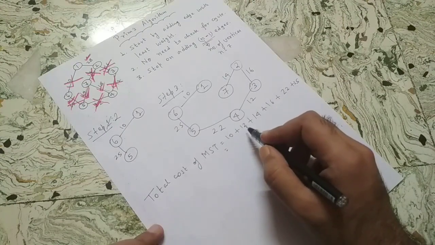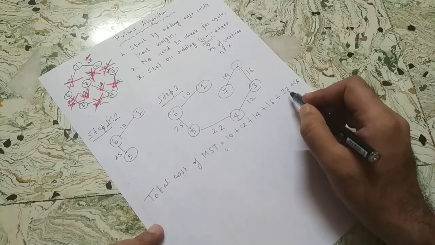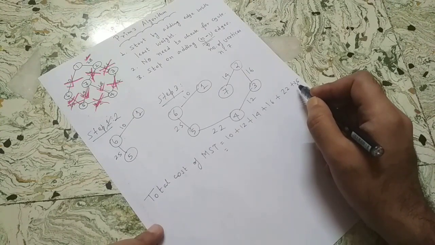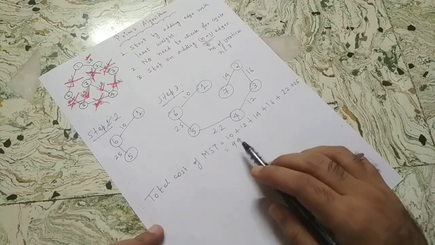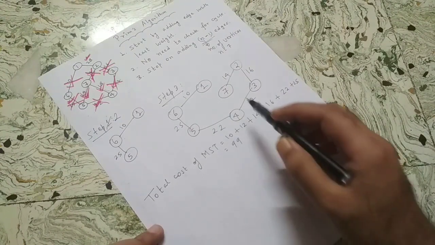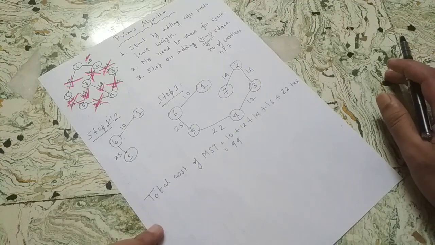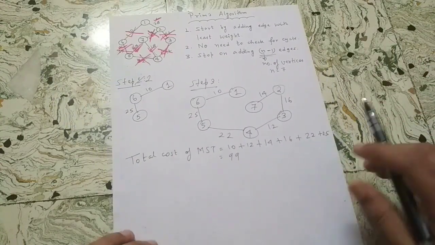You will get 10 plus 12 as 22, 36, 52, 54, plus 22 is 74, and here you will get 25. So what do you get? Let me just calculate. So if you calculate, you end up getting 99. Okay, so this is the total cost of the minimum spanning tree, and this is the minimum spanning tree that you get. So this is how you can apply Prim's algorithm to get your minimum spanning tree.